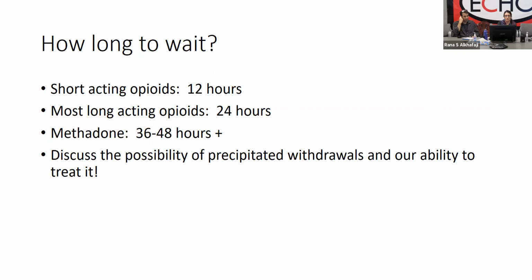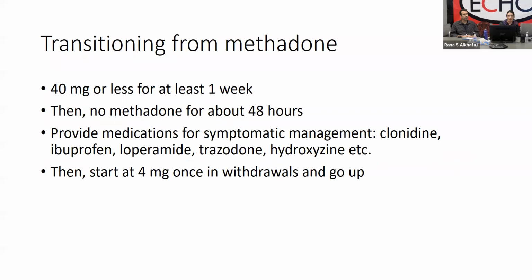How long to wait? So this goes back to that earlier slide. For short-acting opioids, again, a goal about 12 hours, longer-acting 24 hours. Methadone, you need to wait 36, 48, maybe even 72 hours completely off of methadone, and that's again after they've gotten down to 30 milligrams or less on their methadone. Transitions can happen more quickly, but in an inpatient setting usually. And then it's always possible to precipitate withdrawal, and so it's really important to talk about it ahead of time because we can treat it and we want to still push them through so that they will stay on their buprenorphine. So here is a slide about transitioning from methadone.